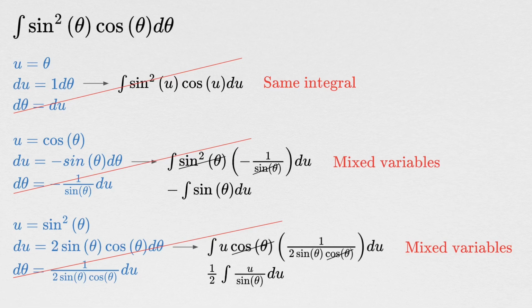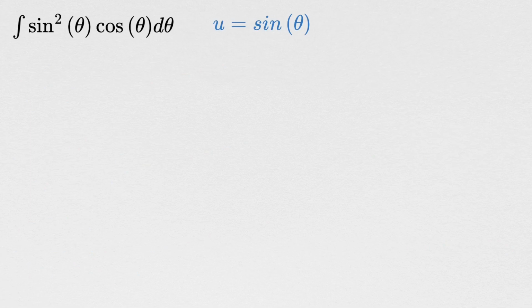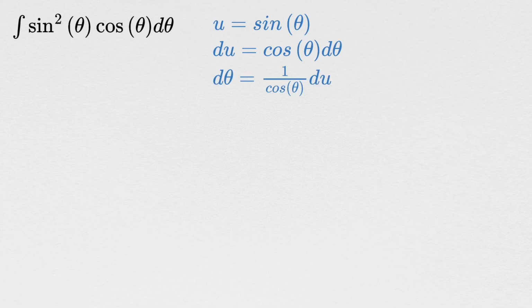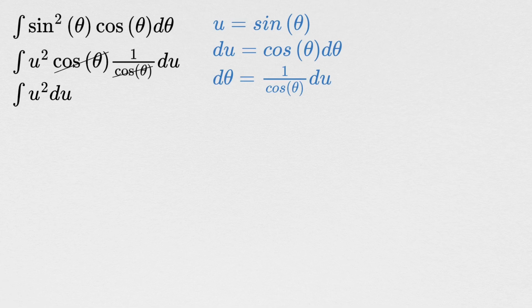So let's instead choose u equals sine theta. Differentiating both sides with respect to theta and multiplying by d theta gives us du equals cosine theta d theta. Solving for d theta gives us 1 divided by cosine theta du. Substituting this gives us the integral of u squared cosine theta times 1 divided by cosine theta du. The cosines cancel, leaving us with the integral of u squared du.